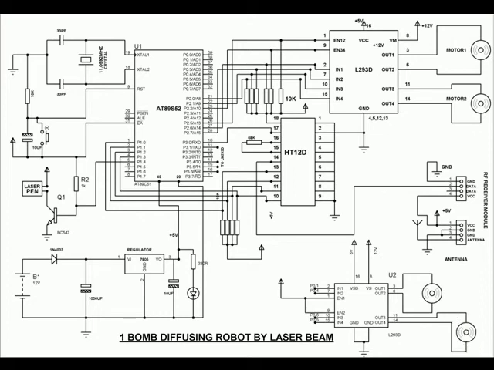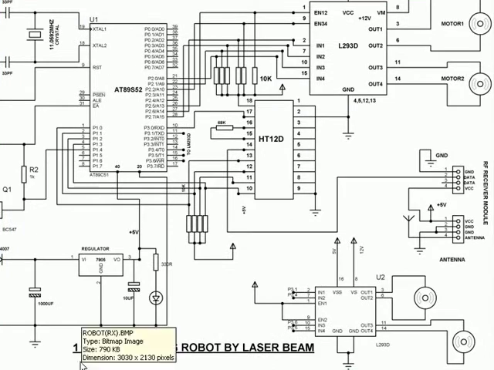Hello, this project is regarding a bomb diffusing robot by laser beam. Typically, the robotic functions like forward movement, backward movement, left, right are achieved by using motors on a body to achieve the desired movement.